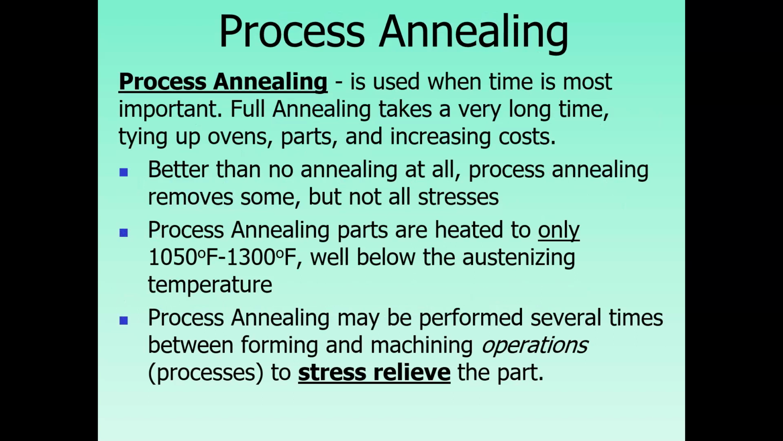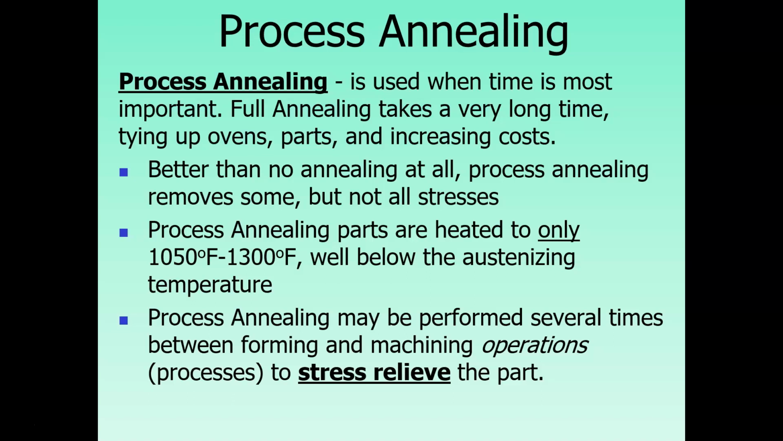Process annealing. This is used when time is most important. Full annealing takes a very long time, tying up your ovens and your parts, and remember that increases costs. Better than no annealing at all, process annealing removes some but not all of the stresses. Parts are heated to only 1050 to 1300 degrees Fahrenheit, well below the austenizing temperature.